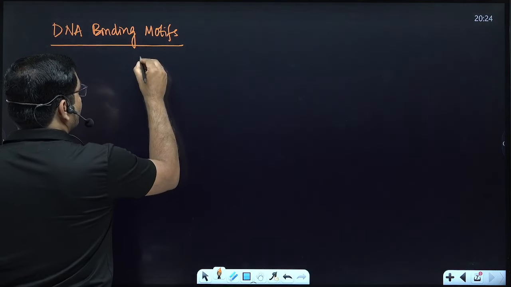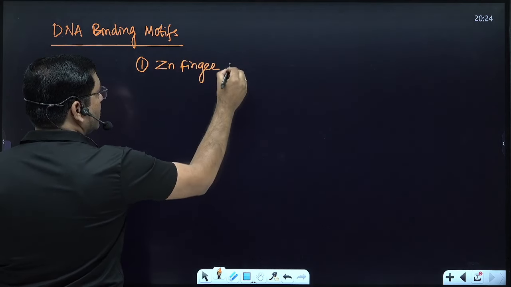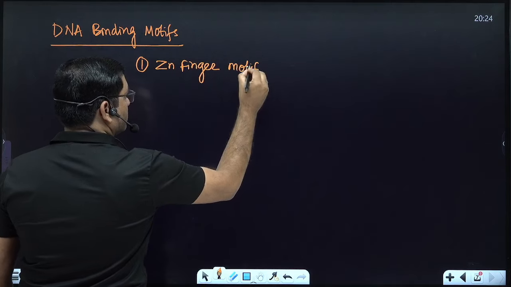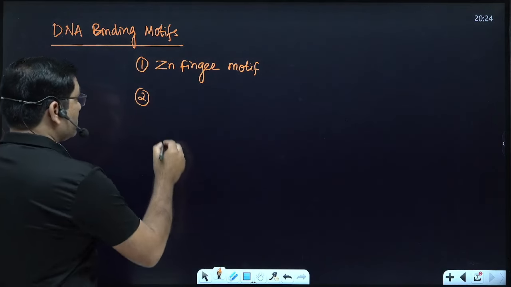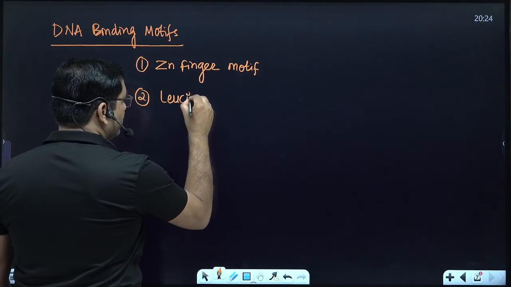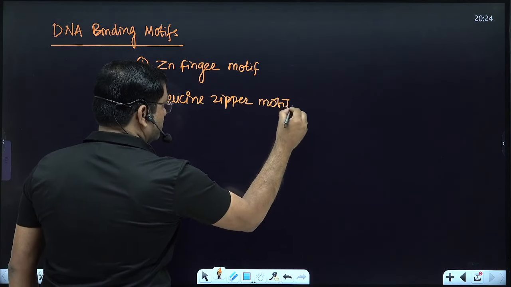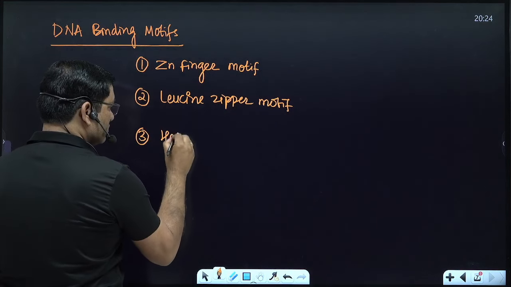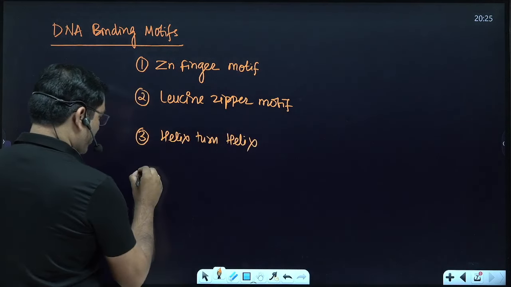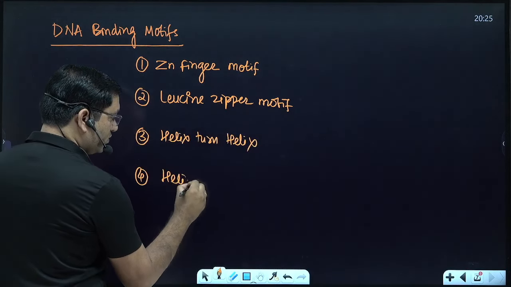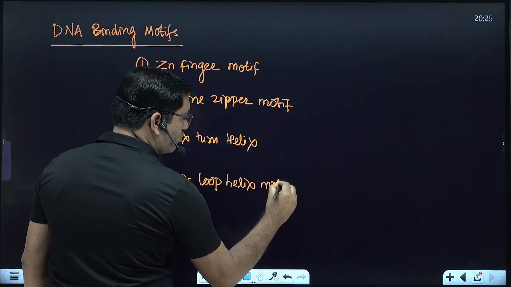Examples are the zinc finger motif. Domain is a tertiary structure; motif is a super secondary structure. Then the leucine zipper motif. Then the helix turn helix motif. And the fourth one is the helix loop helix motif. These are the important motifs.